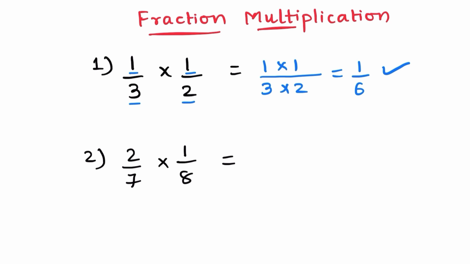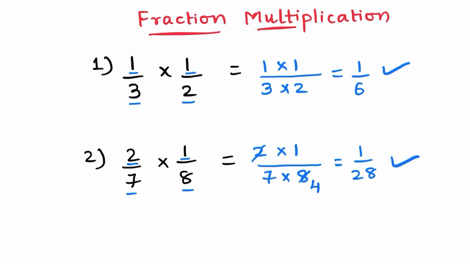Similarly, for the second example, we will multiply the denominators 7 multiplied by 8, and we will multiply the numerators 2 multiplied by 1. Now we will simplify it. 2 4s are 8. So we got our answer 1 by 28. Simple, right? Now let's move to our last topic, which is fraction division.